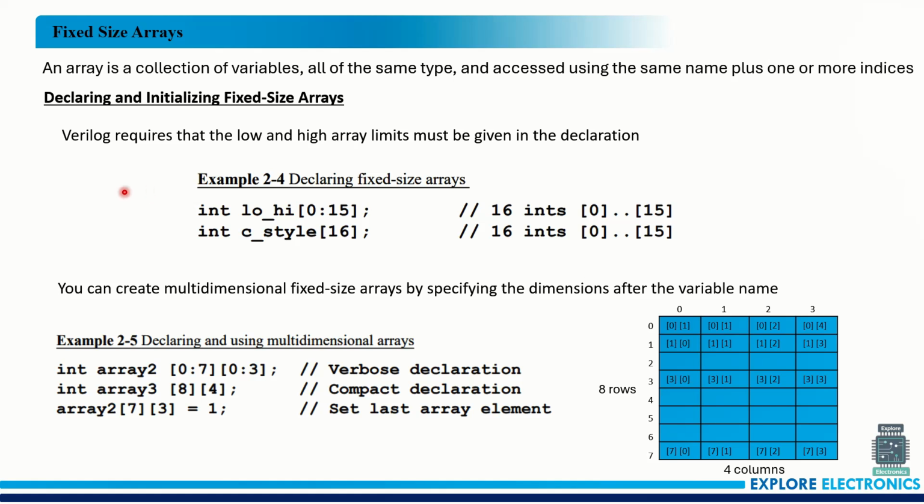Then we have arrays in SystemVerilog. Array in the sense it is a collection of variables. There is a variable declared and such a collection will be called an array. And all the variables we have in an array should be of the same type, and we can access them using the same name plus one or more indices. Let us understand this more.